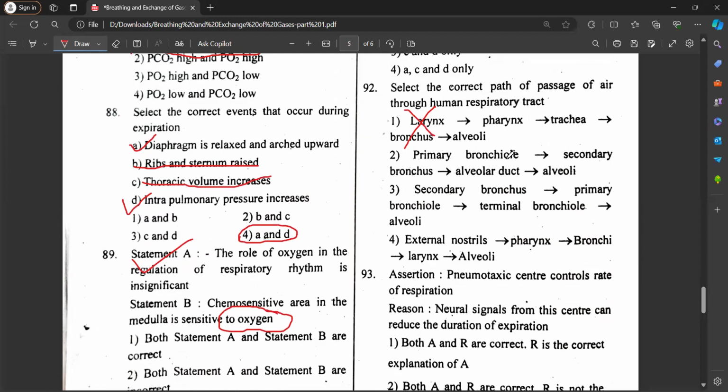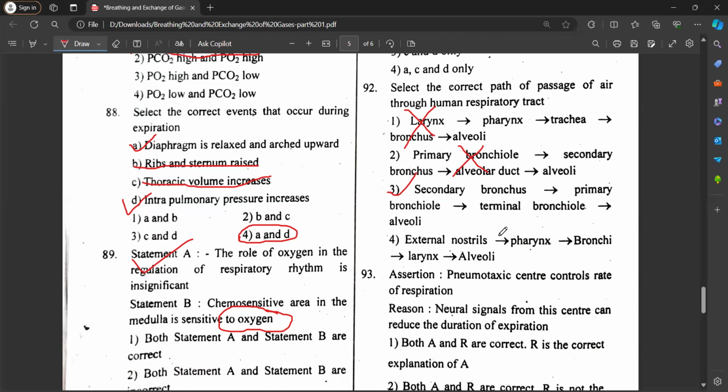Primary bronchioles open into secondary bronchus. No, first is bronchi, then is bronchioles. So this is also wrong. Secondary bronchus opens into primary bronchiole. Primary bronchiole opens into terminal bronchiole. Terminal bronchiole opens into alveoli. Yes, it is correct.